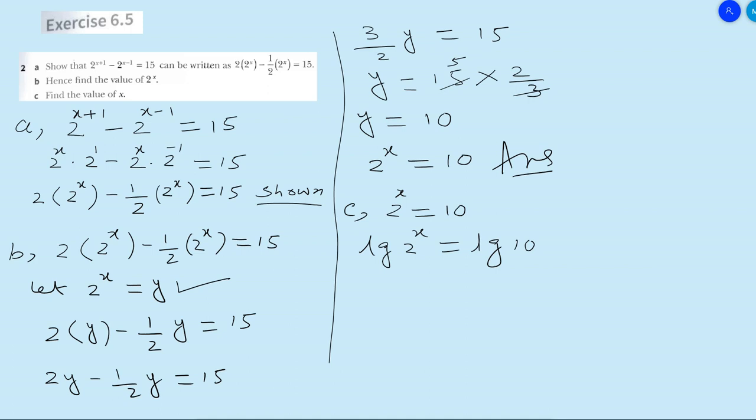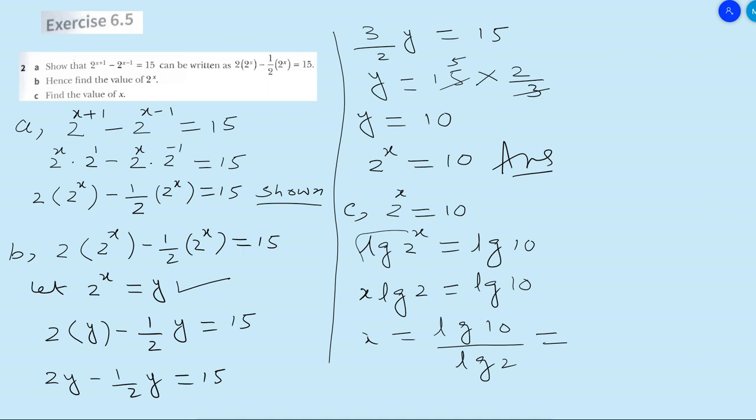Student, LG means logarithm of base 10, and your normal scientific calculator works only on logarithm with base 10. The rule of logarithm is that the power should be right before the log. So this becomes x log 2 is equal to log 10. This log 2 is multiplied over here, so it should divide on the other side. So it will be log 10 upon log 2.